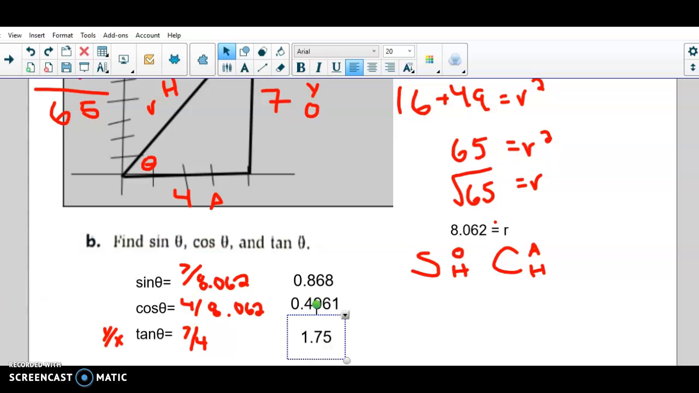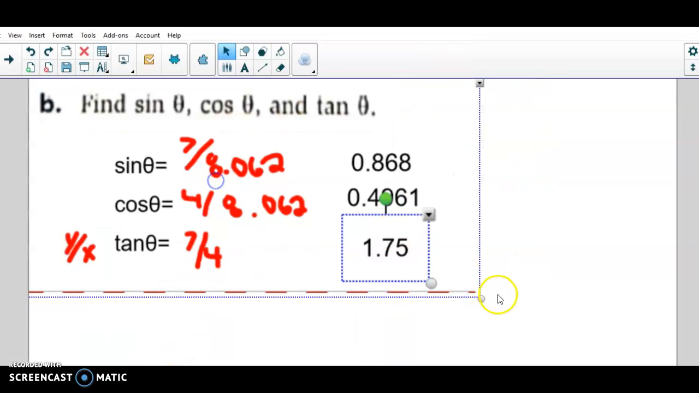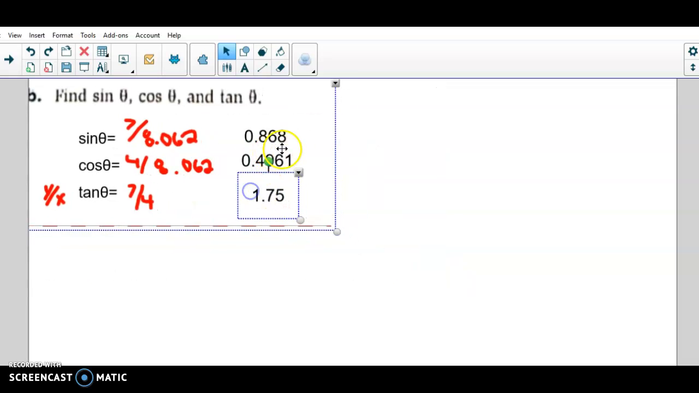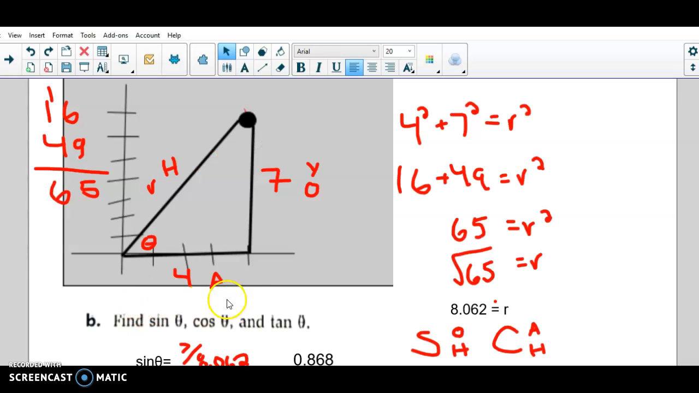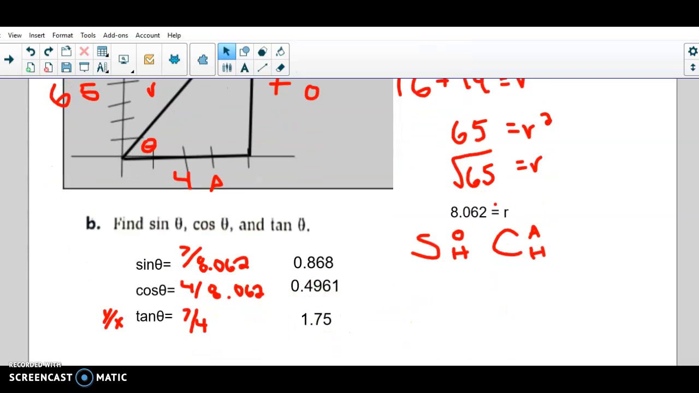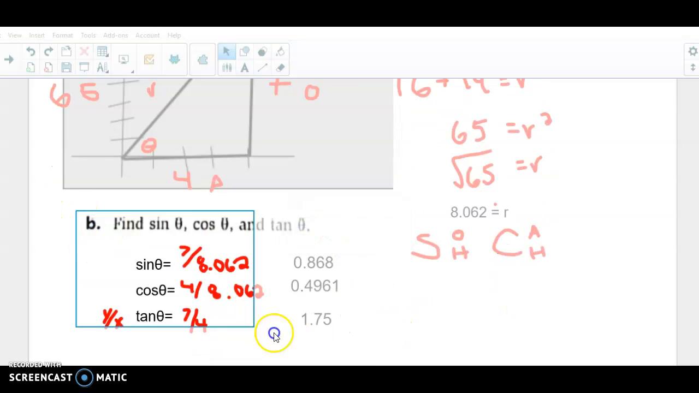Okay, the next part of this is asking us to look at the table and figure out what that angle is. That's what it's asking us to do. So these are our answers we just got: 0.86, 0.49. Let's recopy that because that did not do what I wanted. It's going to be noisy. Give me a second.